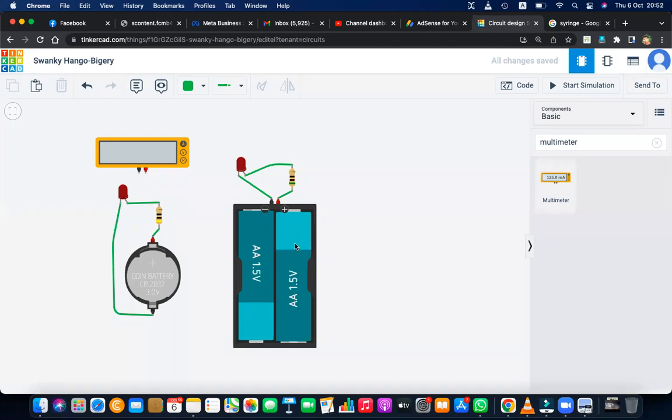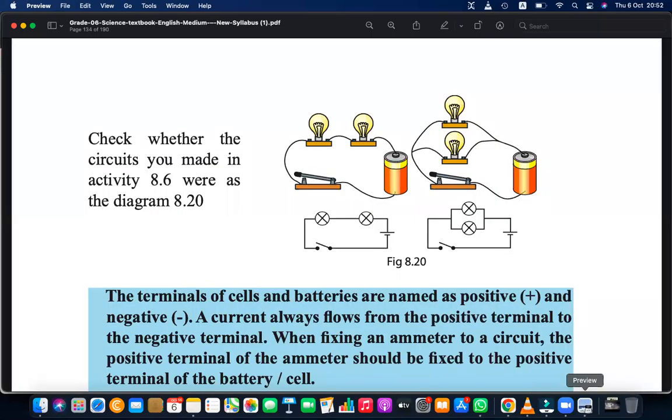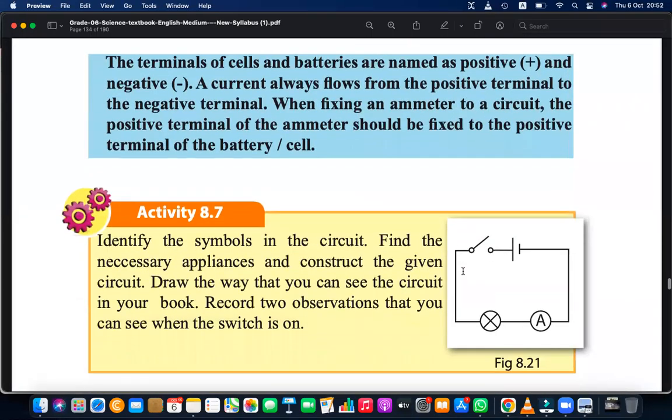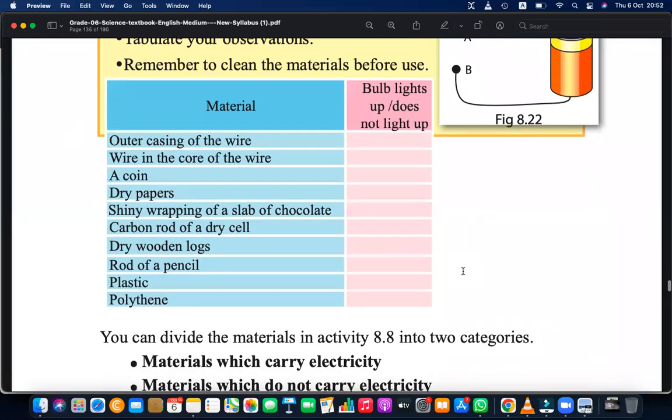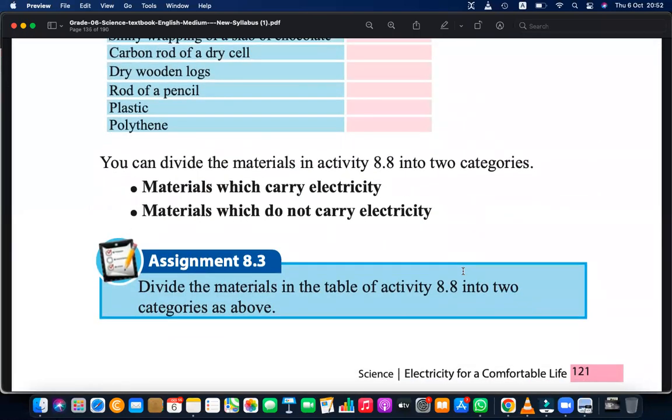No need to remember these figures, but you need to know what? You need to know how to connect these devices, right? How to measure the amperage and how to measure the voltage.